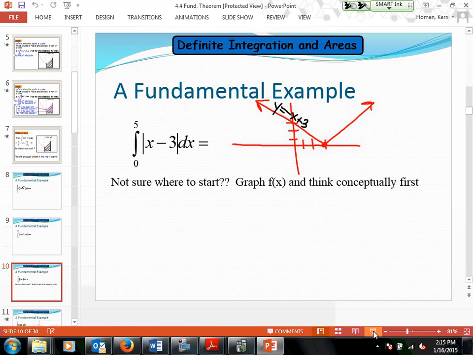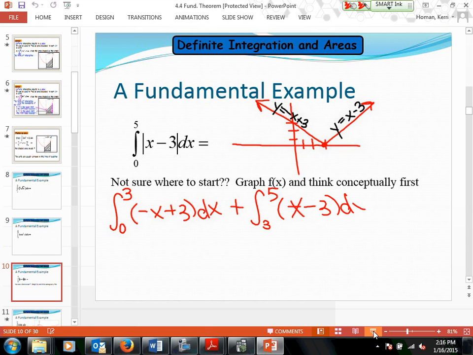Right? What is this piece? x minus 3. Is everyone okay with Jared's piecewise function? Yes. Okay. So if we're going to evaluate this from 0 to 5, we're going to have two integrals. The first is going to go from 0 to where? 3. We're going to take the integral from 0 to 3 of negative x plus 3 dx, and then we're going to add it to the integral from 3 to 5 of x minus 3 dx.